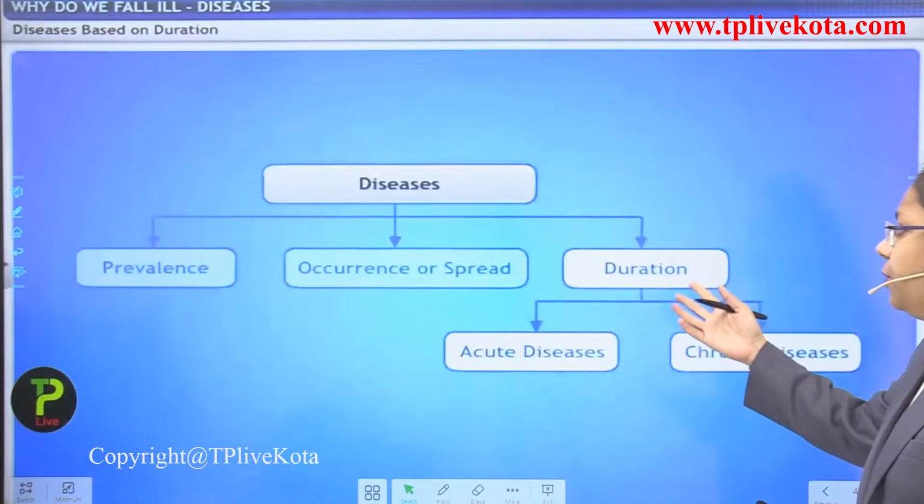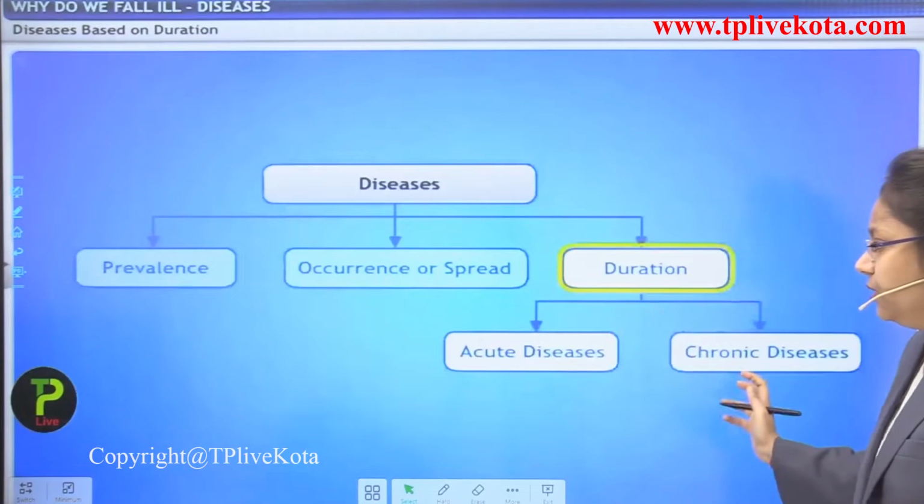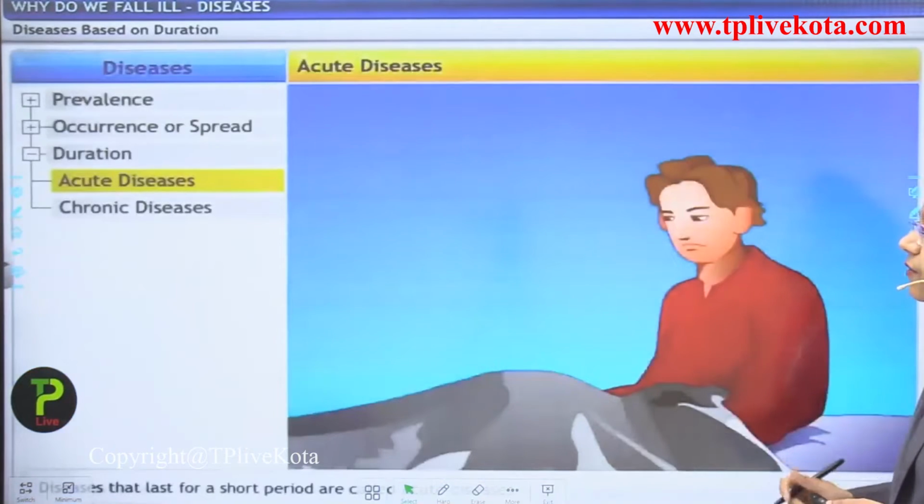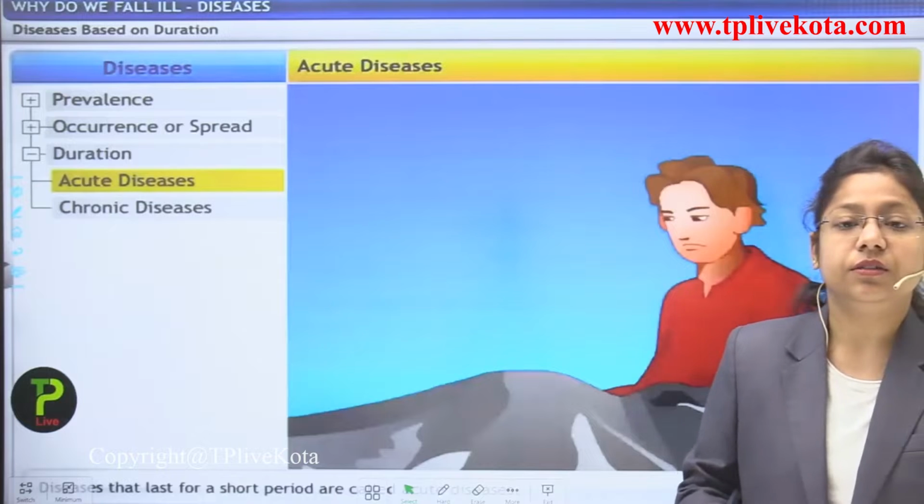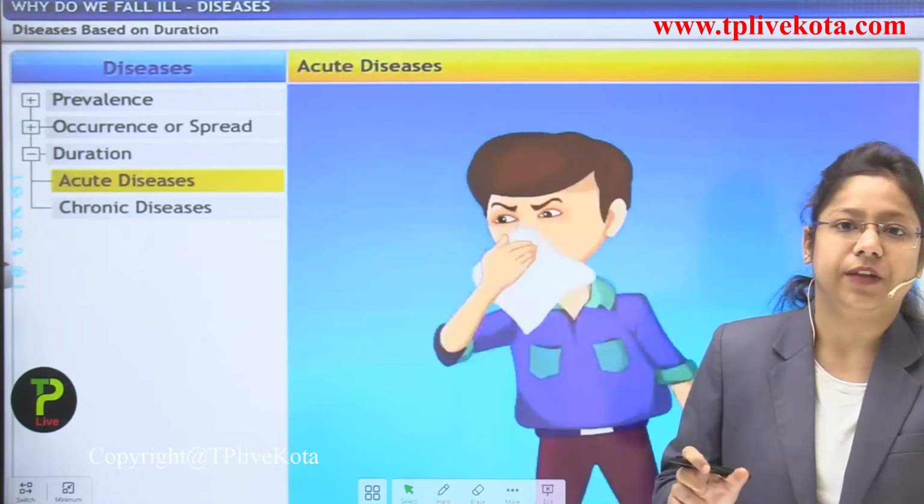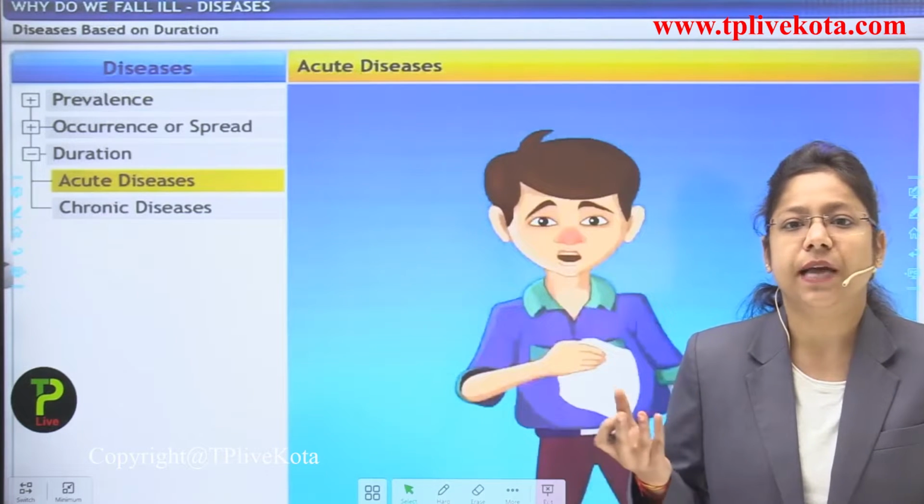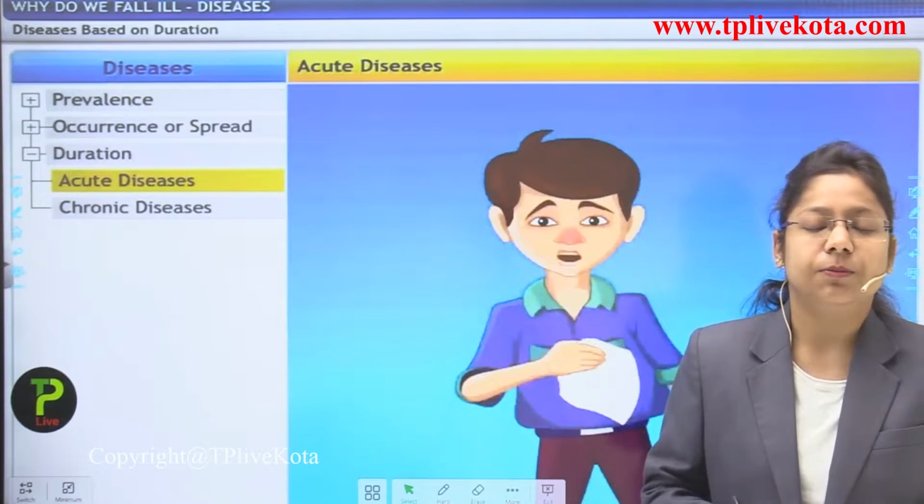Okay, now if we talk about duration, students, then there are two types of diseases. First one is acute disease and second one is chronic disease. So actually acute diseases are those diseases which last for a short period of time, for a short span of time. For example, the common cold, which is caused by the rhinovirus.